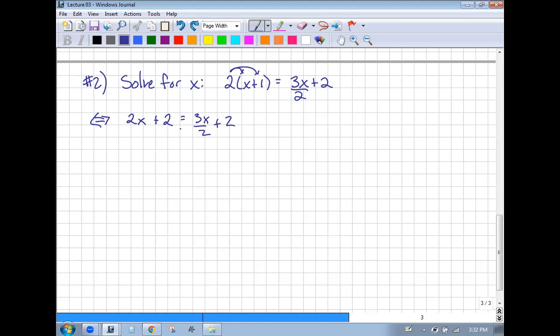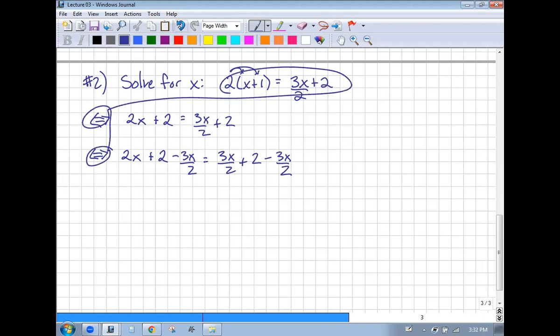Now I have all these x's. I have x's here and I have x's here. I want to get all the x's together, right? So what I'll do is, let's say I want to get the x's on the left side, I want to get rid of that and I want to move it over here. What I'll do is I'll subtract 3/2 x from both sides. All right, so this is a new equation, but it's logically equivalent to the one we started off with.